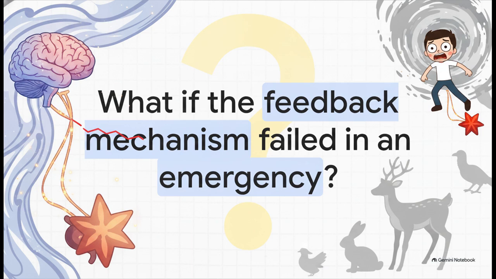Before we wrap up today's explainer, I want to leave you with something to really think about. If this incredible feedback mechanism were to suddenly fail during a truly dangerous situation and the emergency trigger never reached your adrenal gland, what would actually happen to your body? Think deeply about that, keep reviewing your concepts, and best of luck mastering this for your board exams.